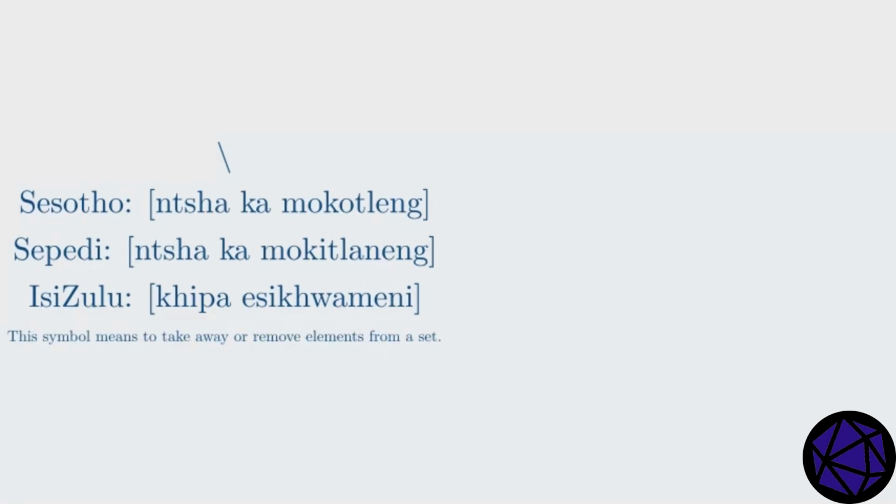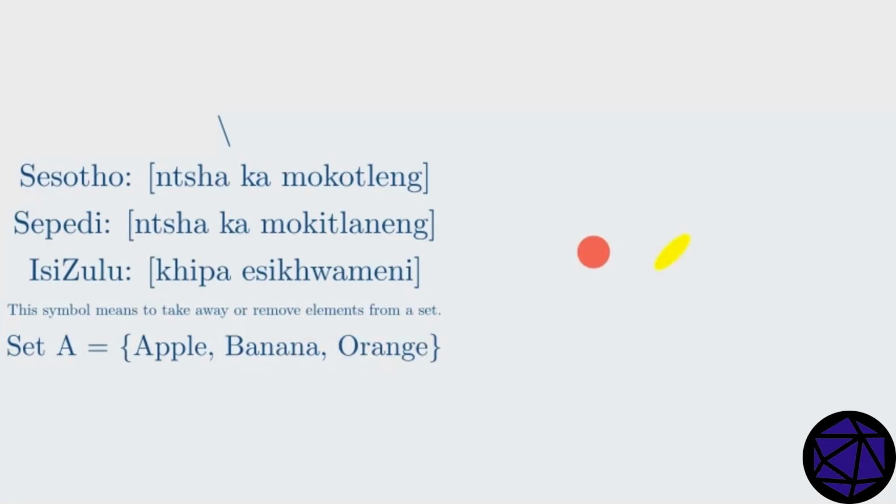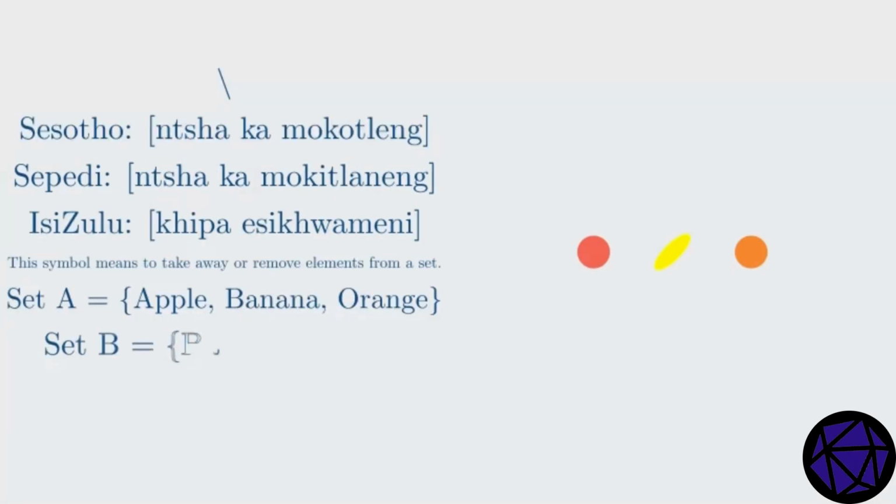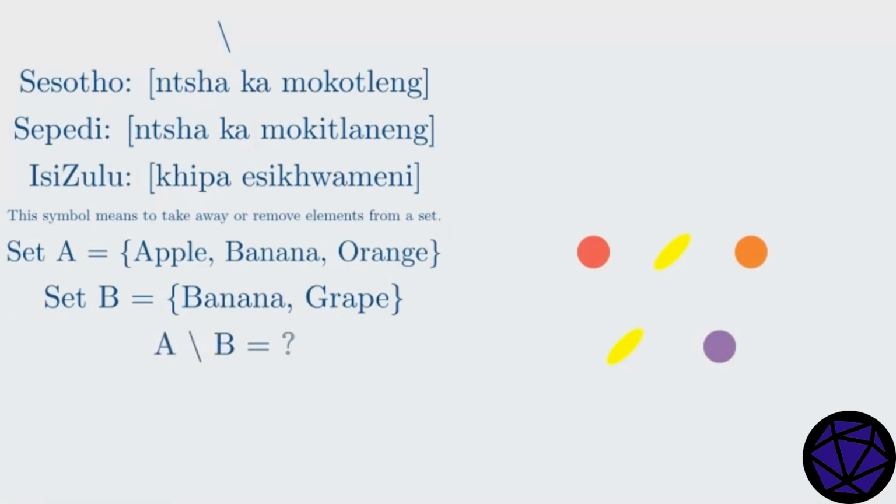Imagine you have a bag of fruit. Let's say our first set, set A, has an apple, a banana, and an orange. And our second set, set B, has a banana and a grape. If we want to find A minus B, we take everything in set A and remove anything that is also in set B. The banana is in both sets, so we remove it.